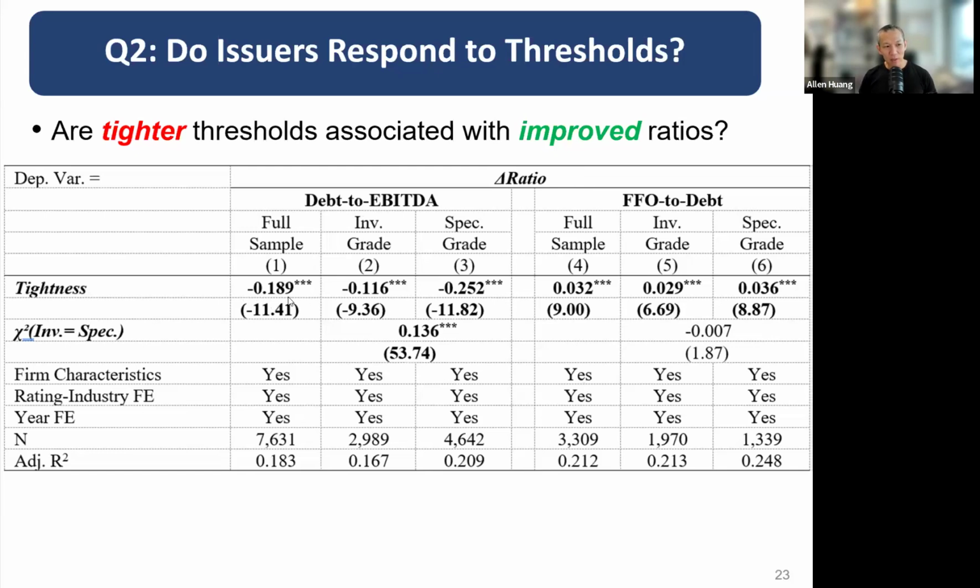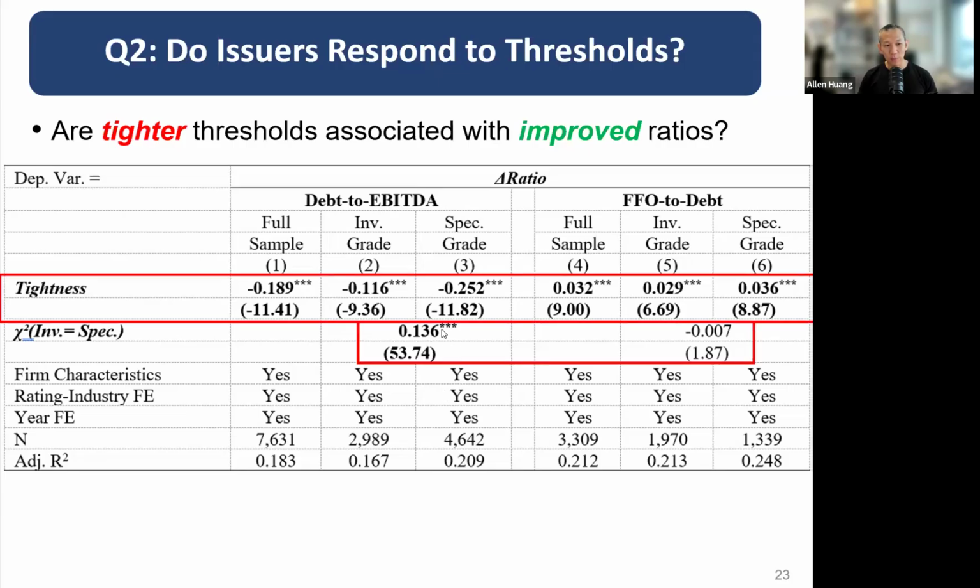So we see that the tighter the ratios are, the more likely that the firm would actually improve that ratio. So for the debt to EBITDA, the lower the ratio is, the healthier the firm is. For FFO to debt, the higher the ratio is, the healthier the firm is. So basically, when you face tighter thresholds, you are more likely to improve on that ratio. And we see that the effect is stronger for the speculative grades than for the investment grades, at least for the debt to EBITDA ratio here.